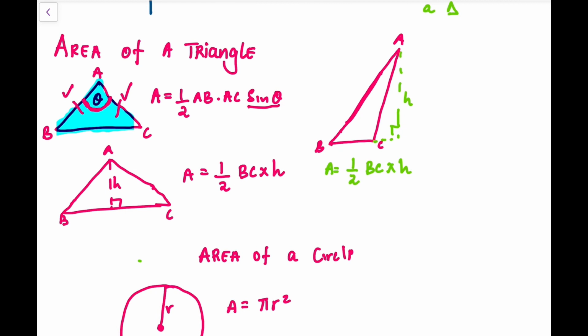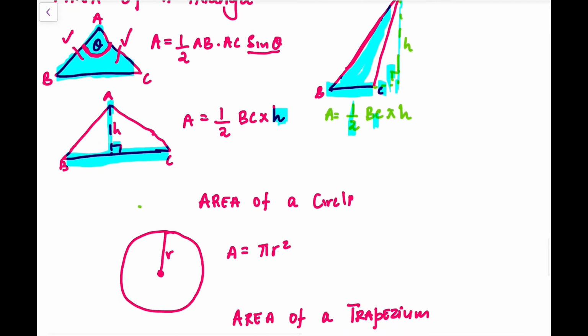But in a triangle, if you can measure your height, which must always be perpendicular to the base, then you can use half base multiplied by height. Here our base is BC, and our height is H. So if the height is known, your area will be half base multiplied by height. Even in this triangle, if you can construct your height, perpendicular to the base, your area will be 1/2, here is your base BC, and your height is H, so half base multiplied by height.